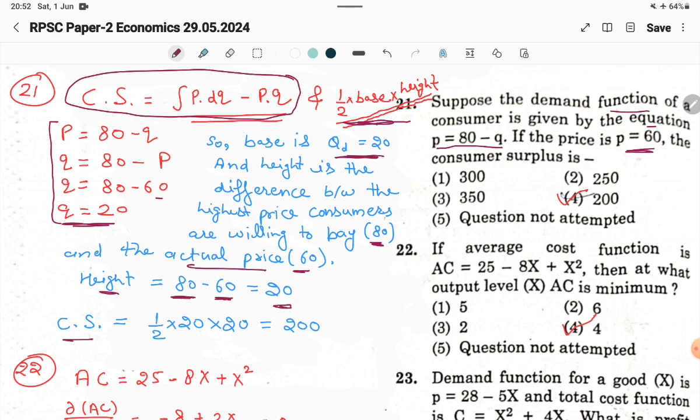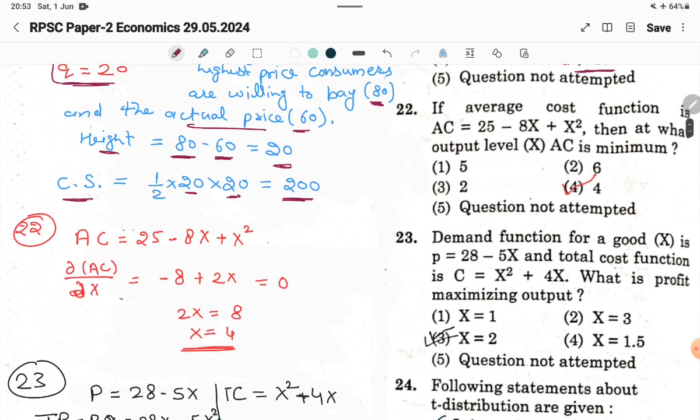So consumer surplus is half of the base into height. So 20 is the height and 20 is the base. Base is the quantity demanded, and height is the difference between the highest price the consumer is willing to pay minus the actual price. So it will be 200. So the answer will be the fourth one, 200.